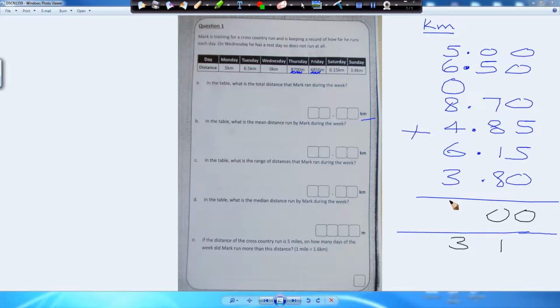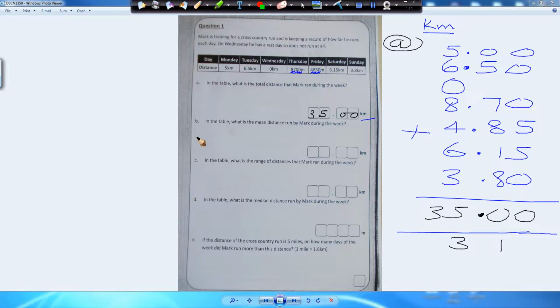What do you do with the decimal point? We copy it down and line it up. 5 add 6 is 11, add 8 is 19, add 4 is 23, add 6 is 29, add 3 is 32, add 3 is 35. So we put 35 straight in here, and we can put two extra zeros for good measure. That's question 1A, all done on this side.